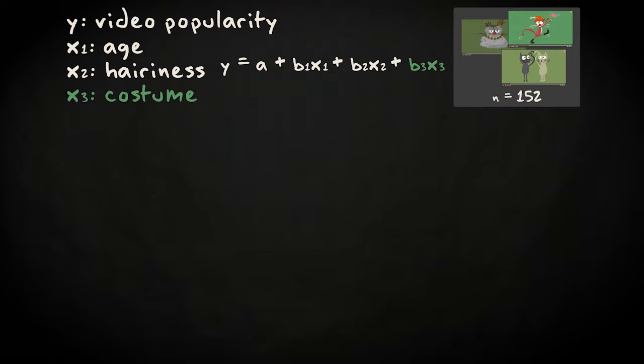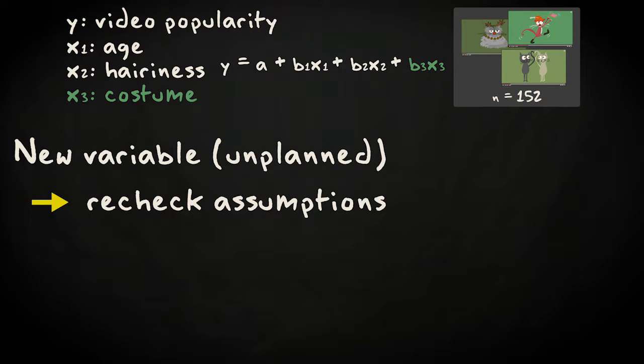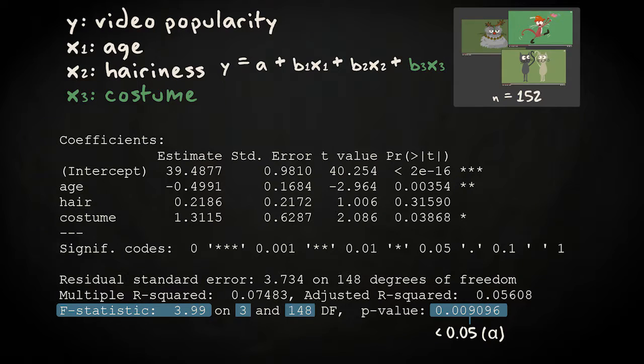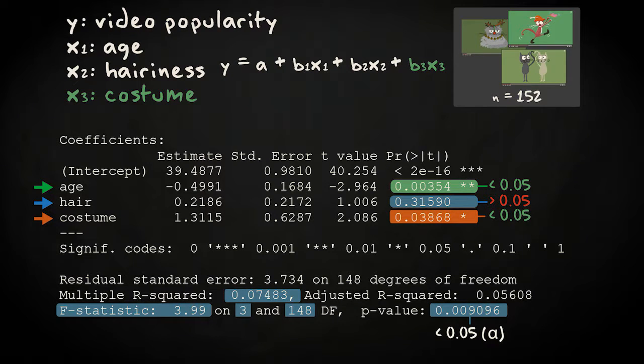What would happen if we included the indicator costume? Normally, you would recheck the assumptions if you enter a new variable unexpectedly, or if extension of the model was planned, you check the assumptions based on the most elaborate model. For now, we'll skip these checks. If we run the analysis again, including costume, we see that the model is still significant, obviously. Relatively speaking, R squared has grown quite a bit, but in absolute terms, it's still small. The unique contribution of the indicator costume is significant. The cat wearing a costume is positively related to popularity, while controlling for hairiness and age. The contribution of the other predictors is about the same as before.